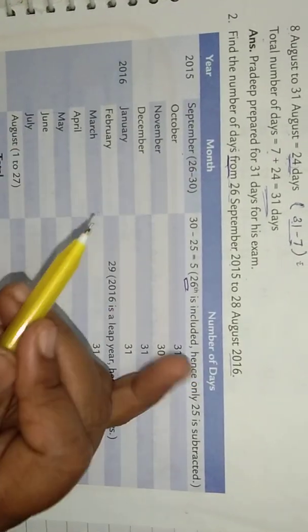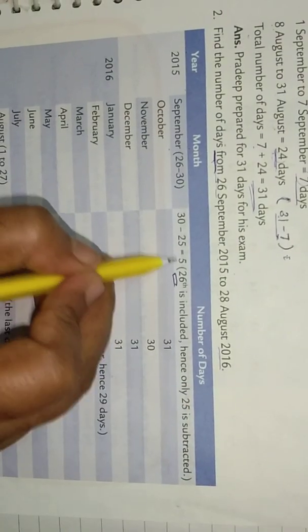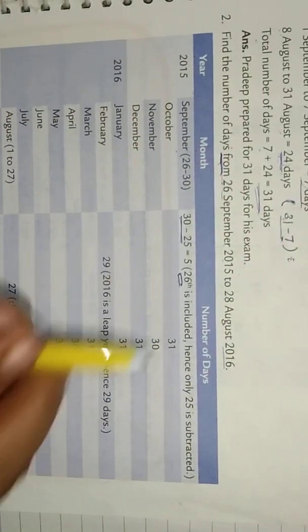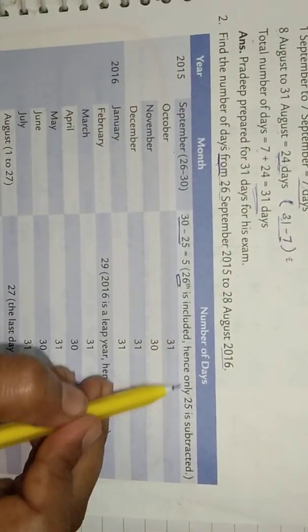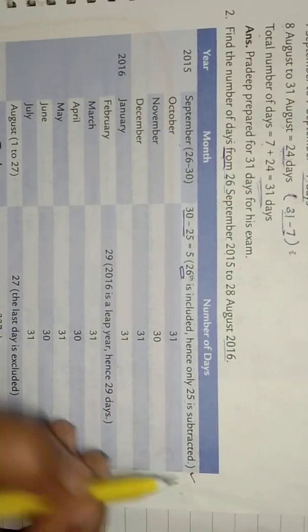It is 26, 27, 28, 29, 30: 5 days. We have taken 30 minus 25. Otherwise, just count; since 26 is included, only 25 is subtracted. This point you have to remember always.